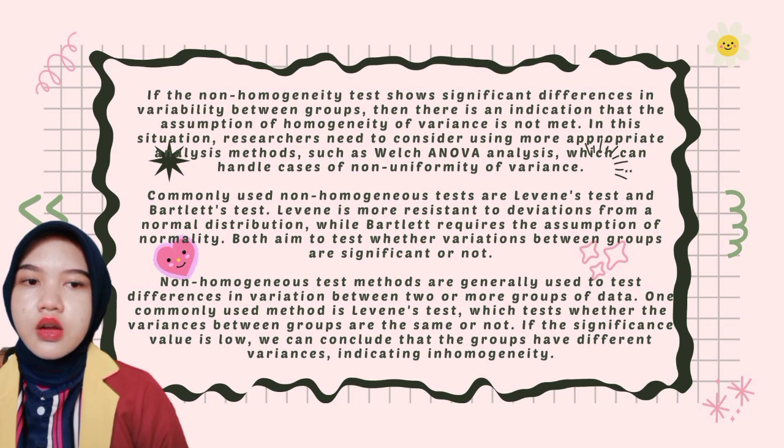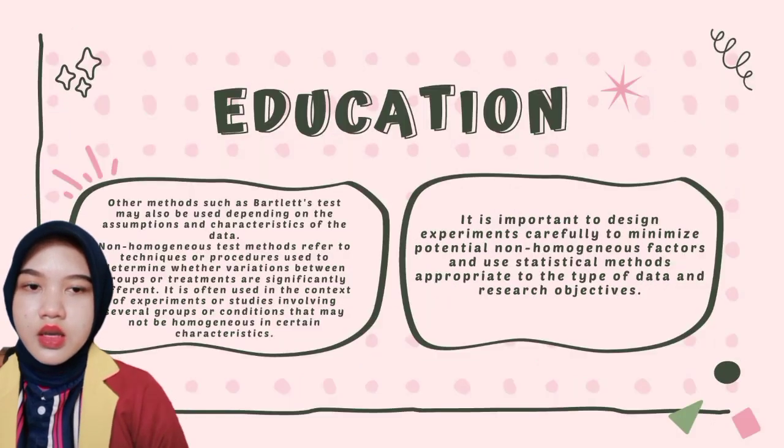Non-homogeneous test methods are generally used to detect differences in variation between two or more groups of data. One commonly used method is the Levene test, which tests whether the variance between groups is the same or not. If the significance value is low, we can conclude that the groups have different variances, indicating inhomogeneity. Other methods such as the Bartlett test may also be used depending on the assumptions and characteristics of the data.